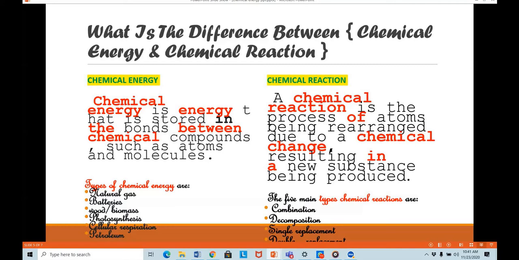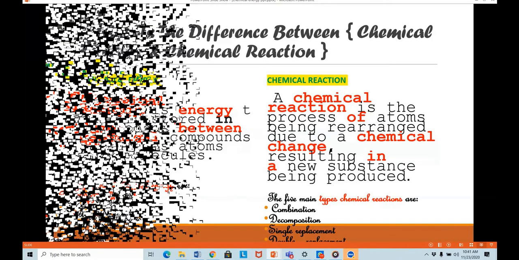So what is the difference between chemical energy and chemical reaction? Chemical energy is the energy stored in the bonds between chemical compounds such as atoms and molecules. A chemical reaction is the process of atoms being rearranged due to a chemical change, resulting in a new substance being produced.